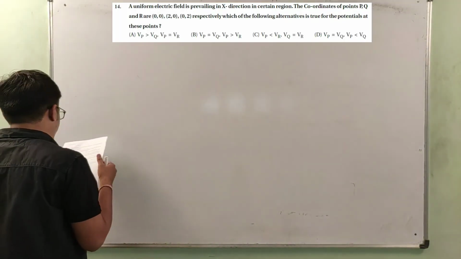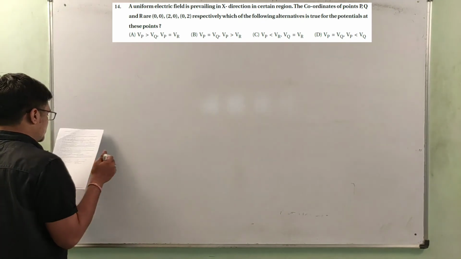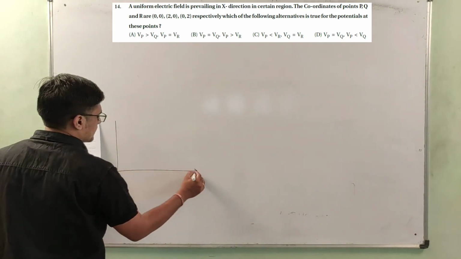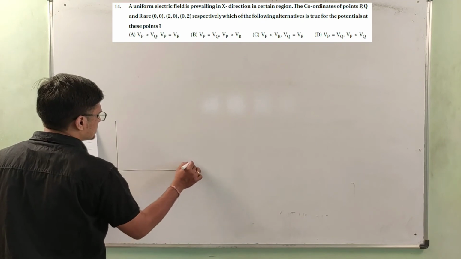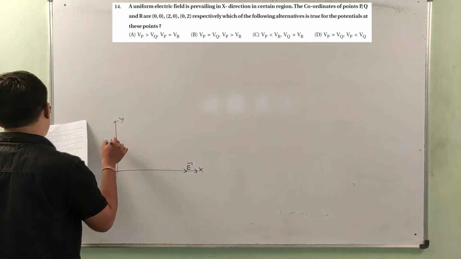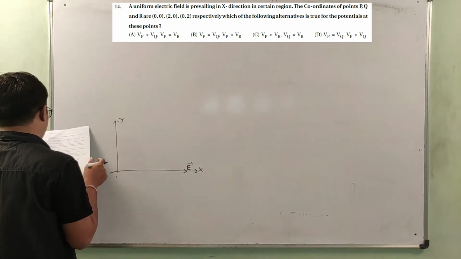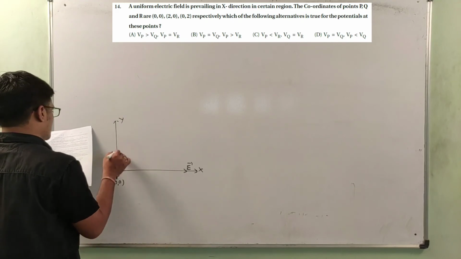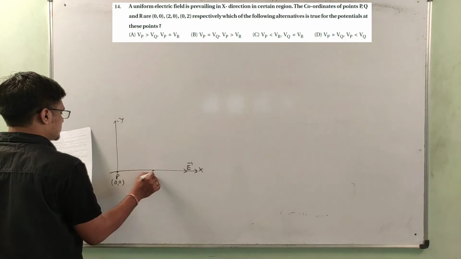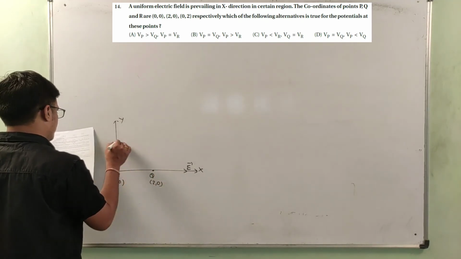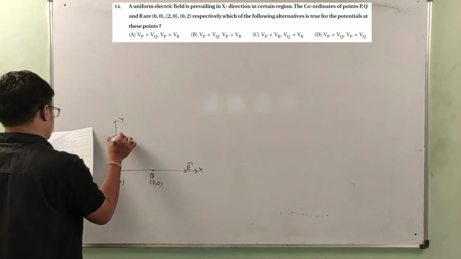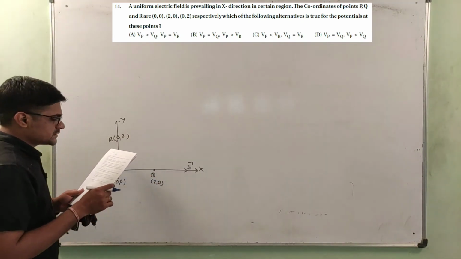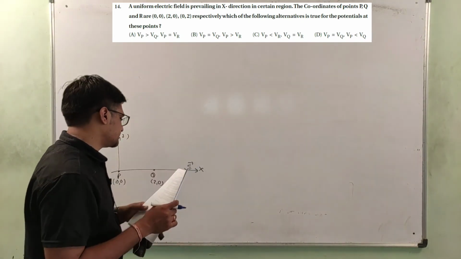An electric field is prevailing in the x direction in a certain region, and the coordinates of P, Q, R are given. Electric field is in the x direction, and the coordinate of P is 0, 0, so P is here. Q is 2, 0, so that is here, and R is 0, 2, so that is on the y axis. Which of the following alternatives is true for the potential at these points?